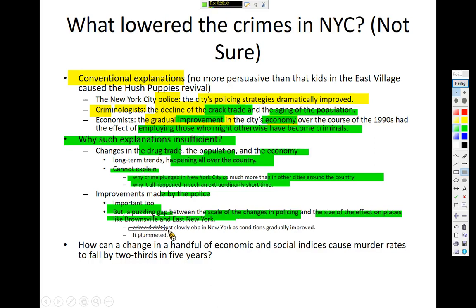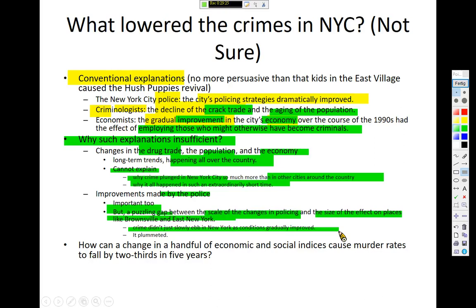So look here. Crime didn't just slowly decline in New York City as conditions gradually improved. It plummeted. It dropped so quickly. So it's very difficult to imagine how much the police force can have contributed to this. Yes, indeed, we have to admit they have improved their strategy. They have already provided much better services to the people. But all of this is a slow improvement. You cannot suddenly drive tanks into the city and shoot everyone who tried to commit crime. So it's not a slow change in the crime rate. The crime rate is sudden, it just plummeted.